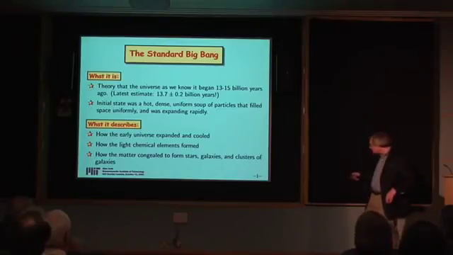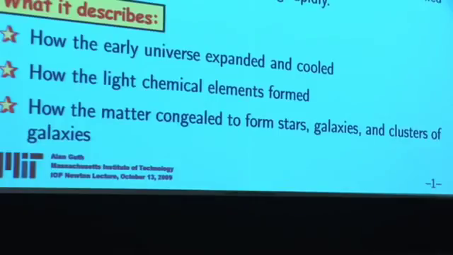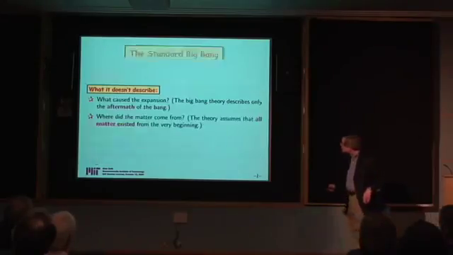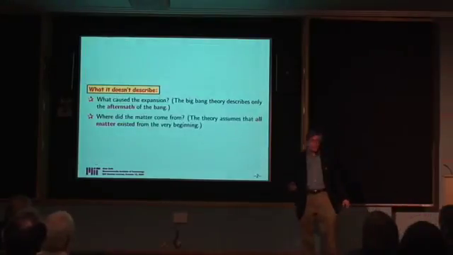Finally, the classic Big Bang theory allows us to describe how the matter in the universe congealed to form stars, galaxies, and clusters of galaxies. That's certainly still a work in progress. Nobody claims that we completely understand that, but it certainly seems to fit with the basic Big Bang picture. But what I want to talk about tonight is going beyond the conventional Big Bang theory. So let me move on to comment about a few of the things that the conventional Big Bang theory does not describe.